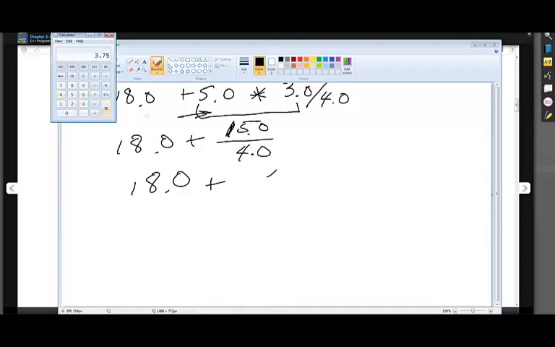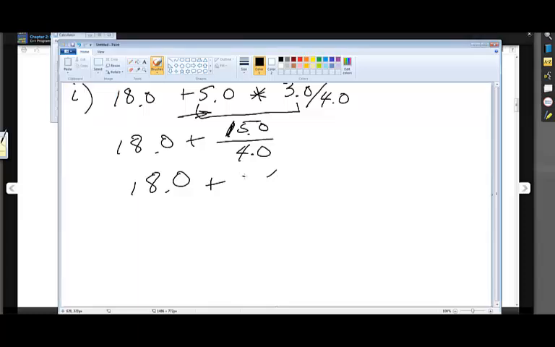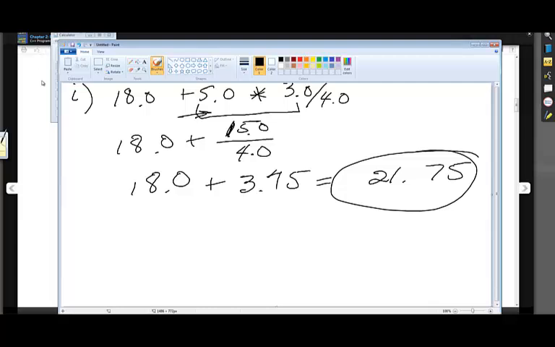It's going to give me 3.75, and the sum of that is going to be 21.75. So that's that answer right there. Okay. And I believe that's it for this. So let me just pause right here.